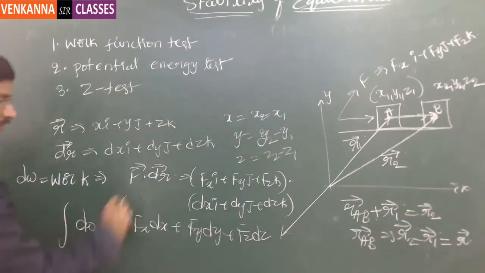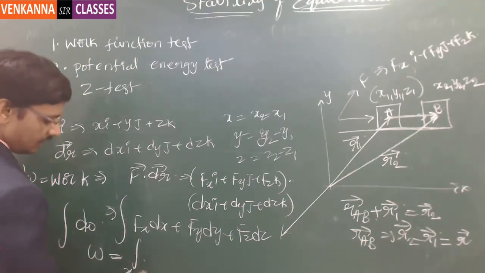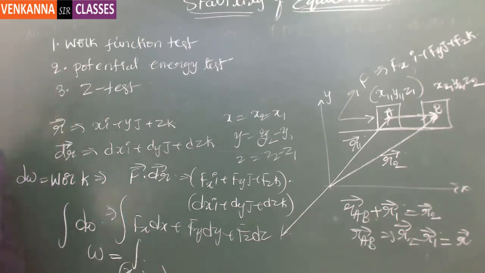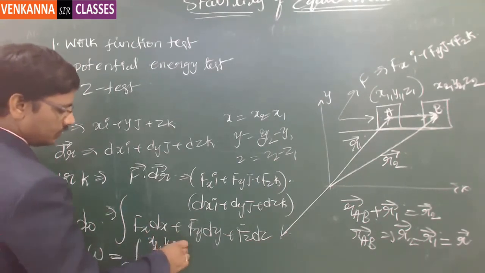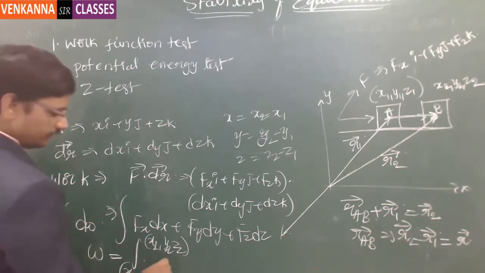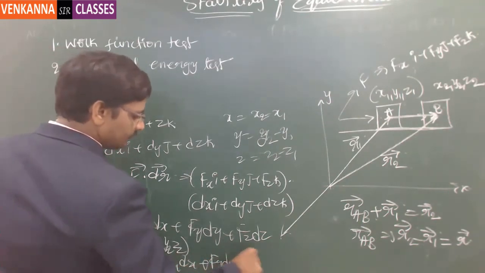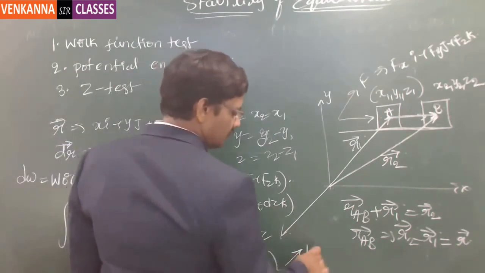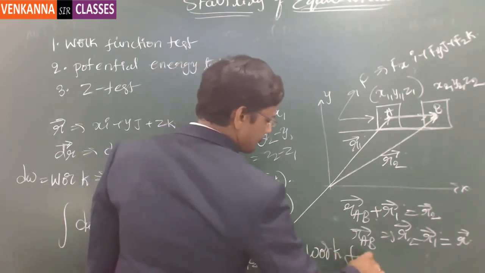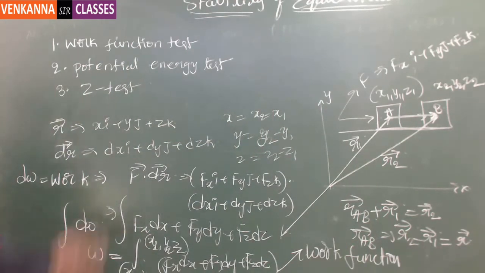Now if you integrate on either sides, then work is equal to the integral from the initial position x1, y1 and z1 to the final position x2, y2 and z2 of Fx dx plus Fy dy plus Fz dz. And this is what is called the work function. Got it? You can note down this work function.